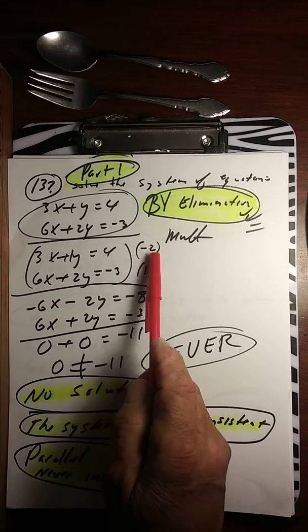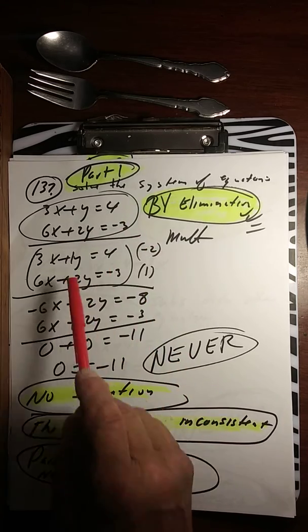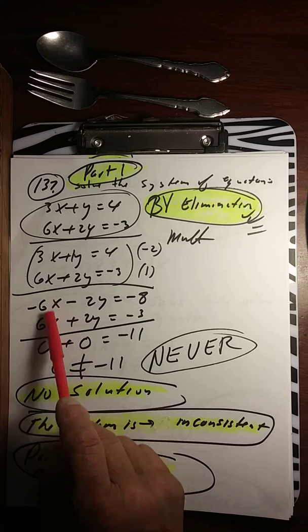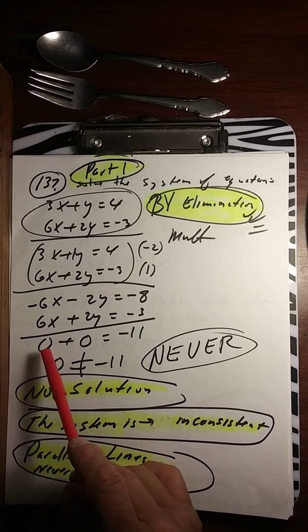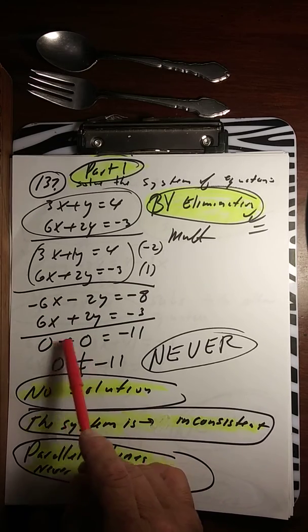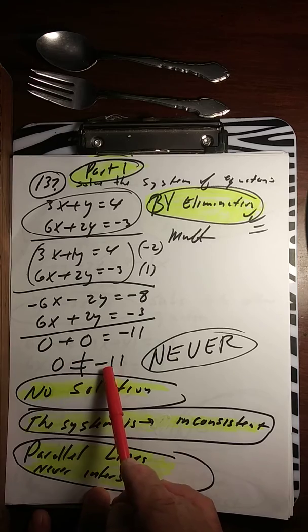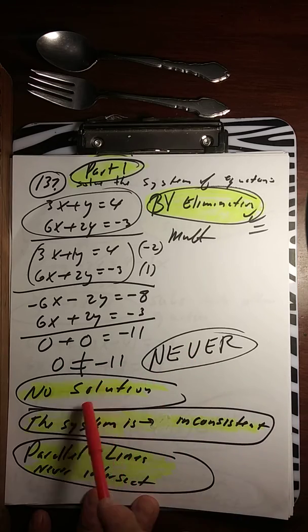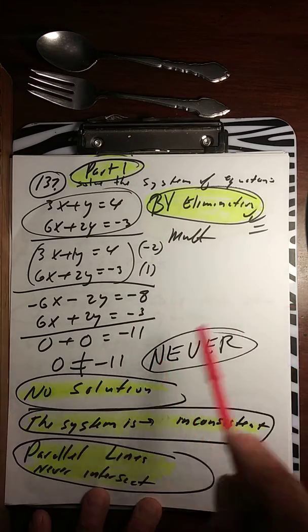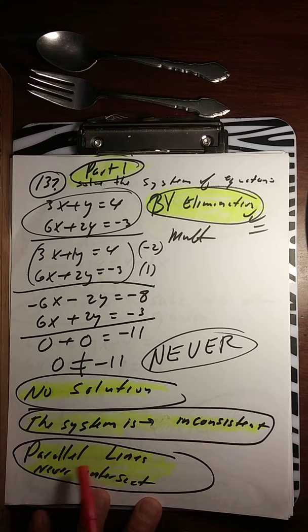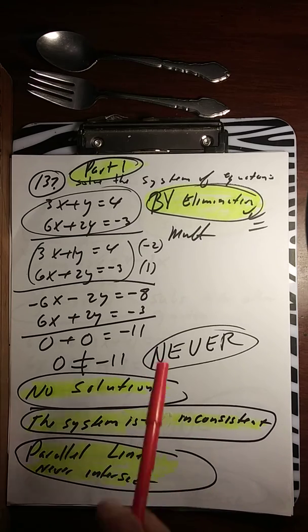So multiply this by negative 2 and 1, that times that gives you this. So now add them straight down. We have 0 plus 0, 0 is not equal to negative 11, never. So that means no solution. That means these parallel lines are not going to intersect. The system is inconsistent. Parallel lines, they never intersect.